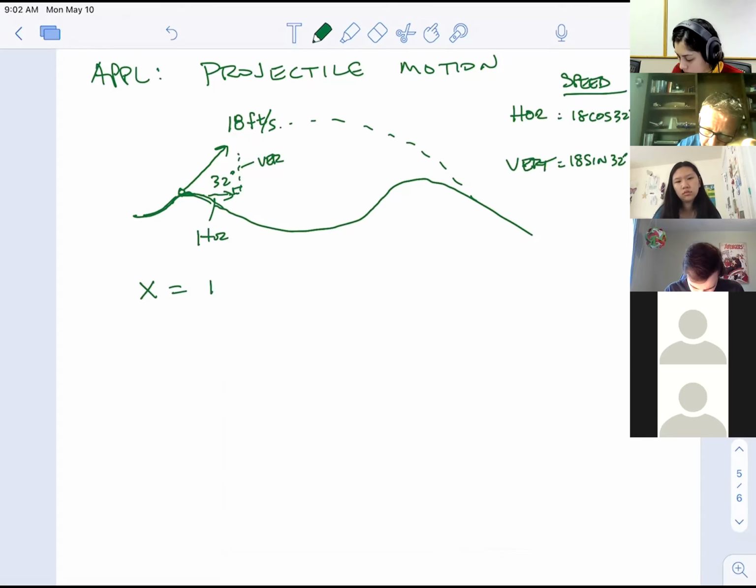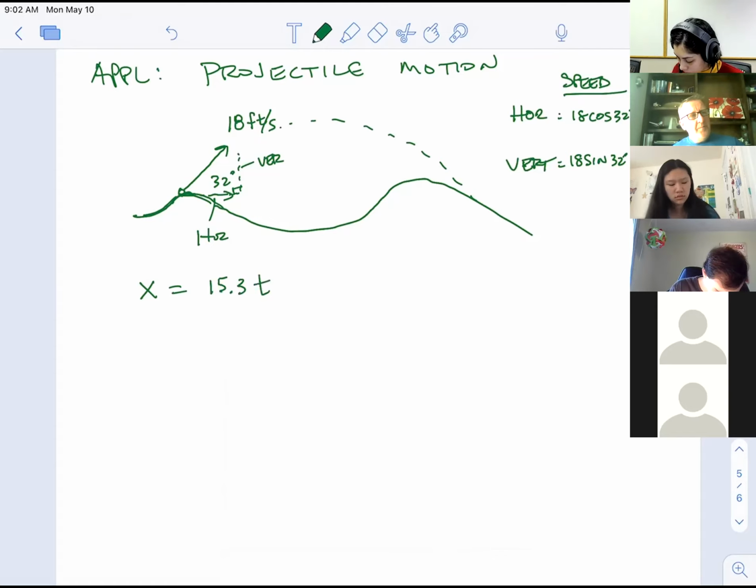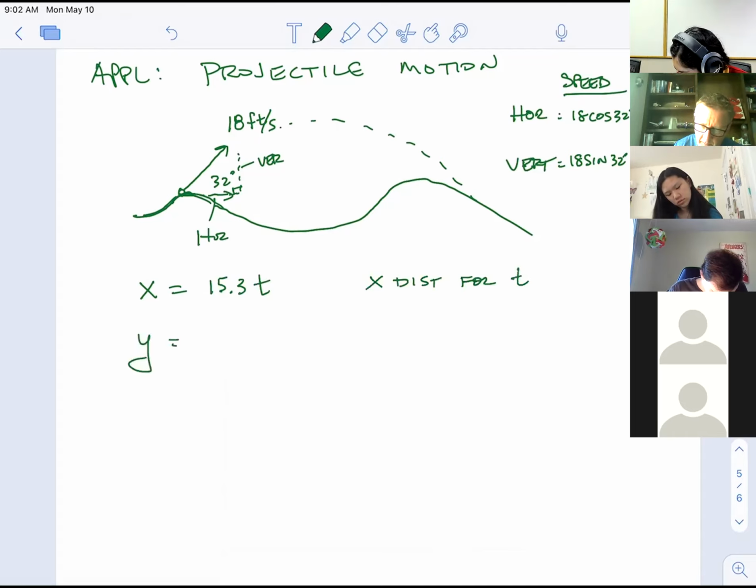One of them says 15.3 times time, because that's your speed. 15.3 feet per second times how many seconds you have will tell you how many feet you travel. So rate times time. So 15.3 is the rate, t is the time. So basically this is going to tell us our X distance for any time t. What's our Y distance? Well, it's also 9.5 times t.